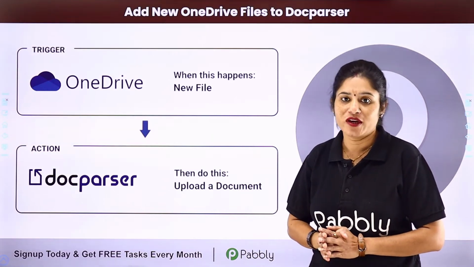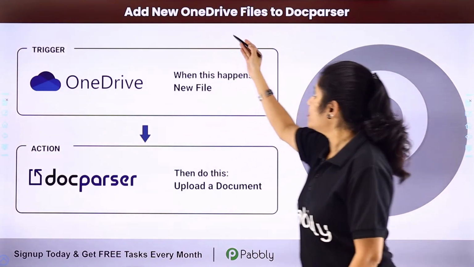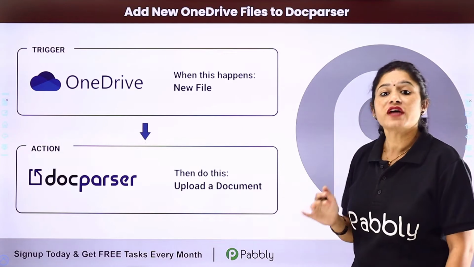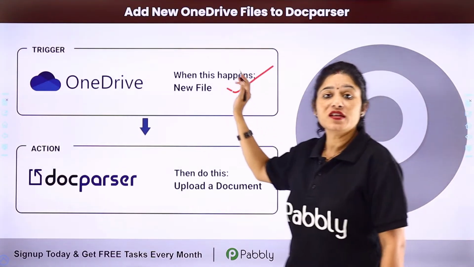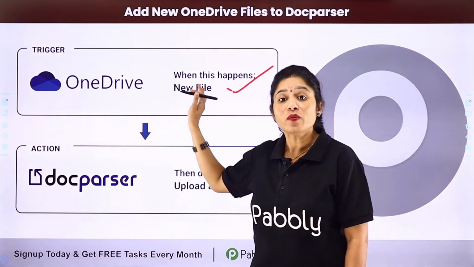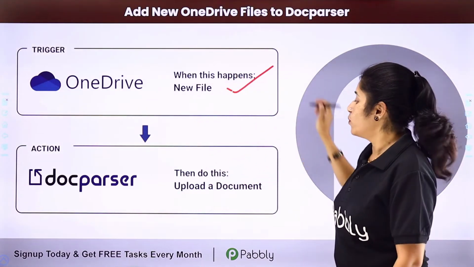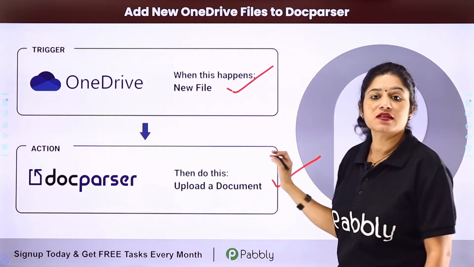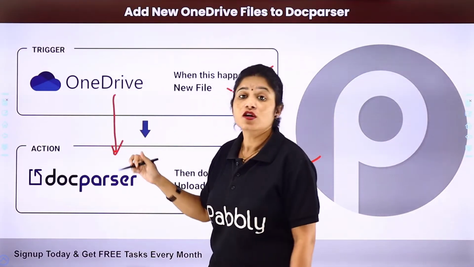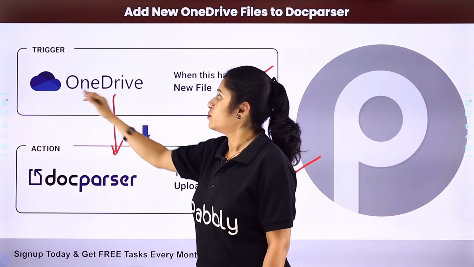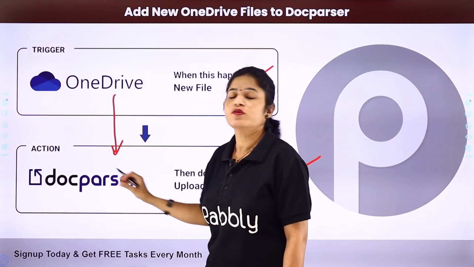In this video, we are going to learn how you can add new OneDrive files to Docparser. So the idea here is that whenever you upload a new file or a new document in your OneDrive application, automatically the same file should be uploaded as a new document to your Docparser. For that, you need to integrate your OneDrive with Docparser. So here your trigger application would be OneDrive and your action application would be Docparser.